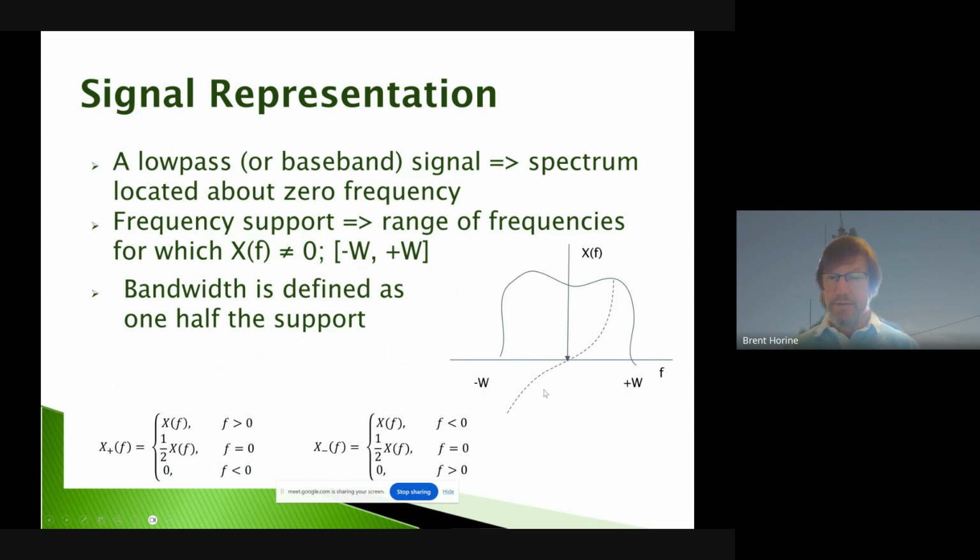This is the phase representation. Also note that it's a negation of what's up here. So the frequency support is the range of frequencies for which X of f is not equal to 0, right? We're using support here in a mathematical sense. It's where this function is going to be non-zero, and that's going to range from minus W to W, where W is our bandwidth, right? So bandwidth is defined as 1/2 of the support.